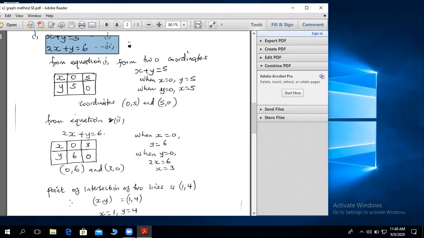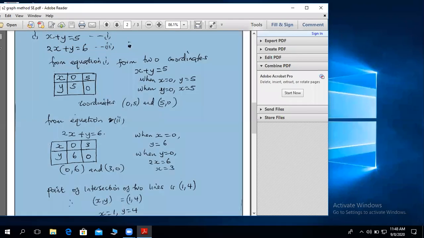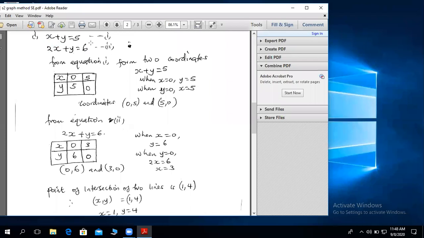Let us look at how we do this. For example, I have 2 equations. I want to form coordinates for this first equation. You know, any 2 points can form a straight line when you coordinate them and join them.